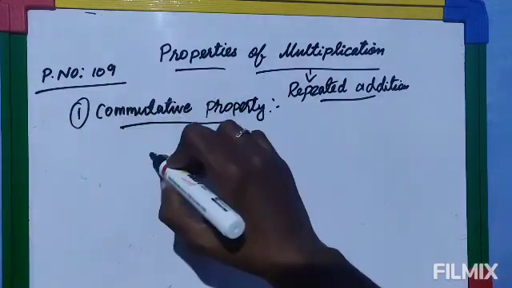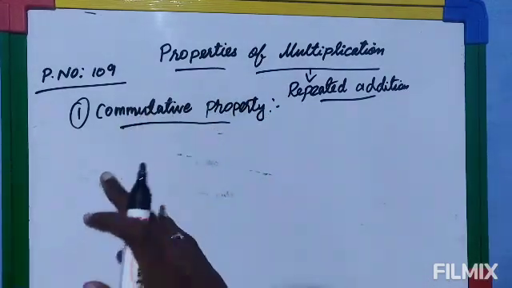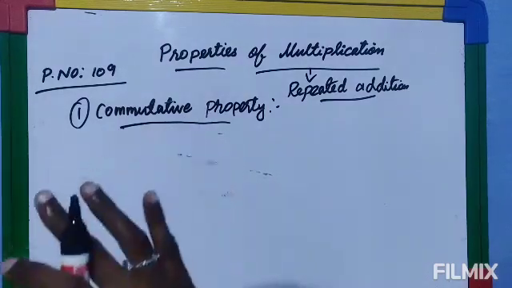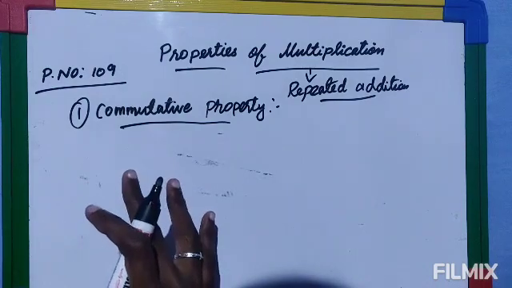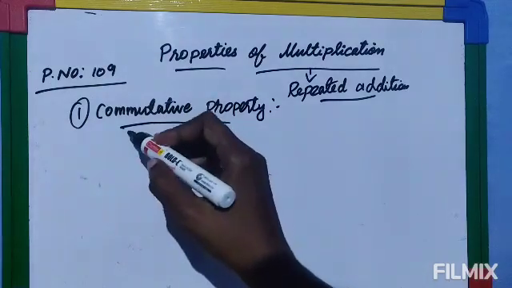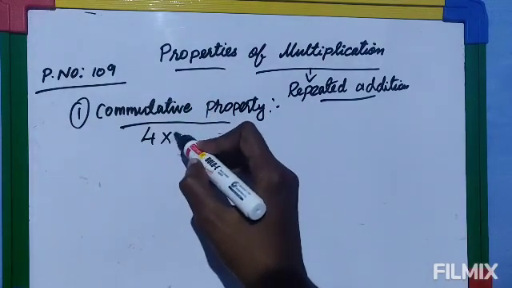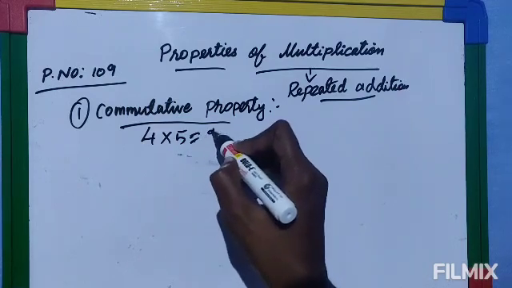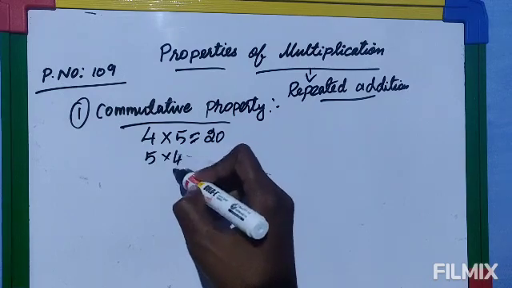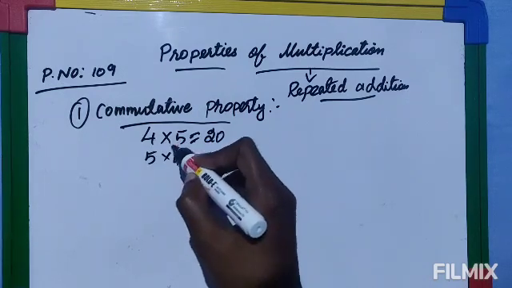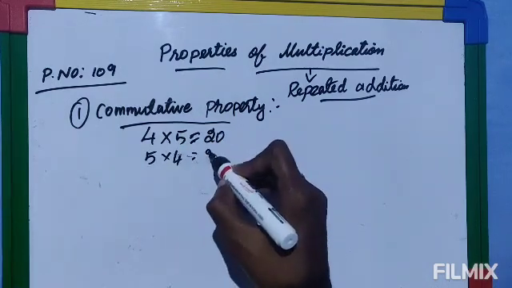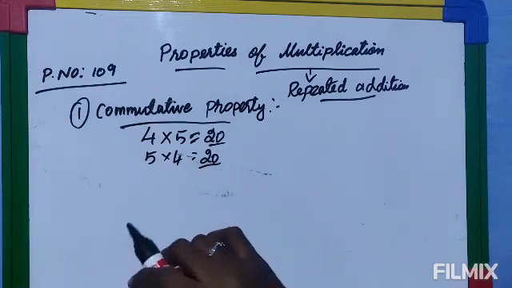In addition also you learned, if you change the order of the numbers, the sum doesn't change. Same way here, if you change the order of the multiplicands, the product doesn't change. Suppose you write 4 into 5, 4 5s are 20. Now change the order, 5 into 4. Here 4 was first, 5 was second. Now we are changing the order, writing 5 first and 4 second. Now 5 4s are 20. So we are getting the same answer.